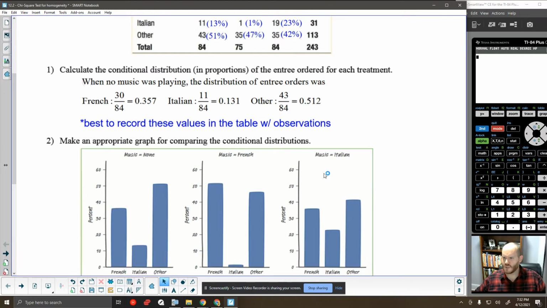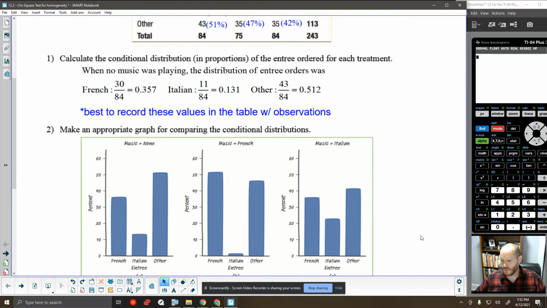Notice that I'm just transcribing those conditional distributions. The reason I'm using the conditional distributions and not the actual frequency is because I have a different total number of subjects for each of those treatments. So if I want to make direct comparisons, I have to do it in percents. I can see I have 3 separate distributions here. Each of them has the same categorical variable, entree ordered, and they're all done in relative frequency. And I'm just looking at 3 separate distributions.